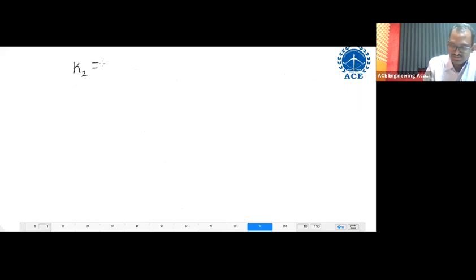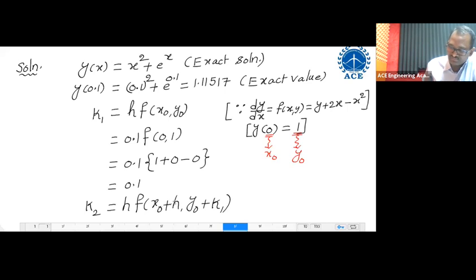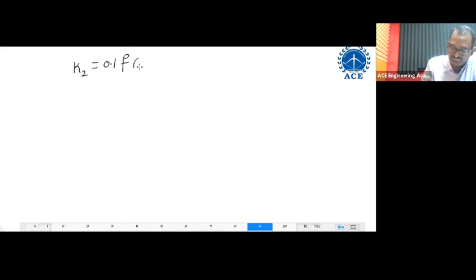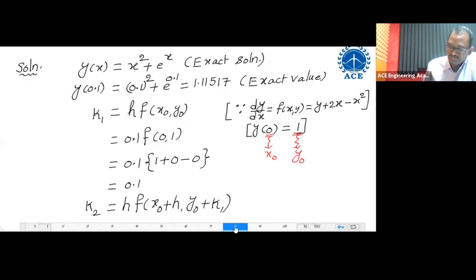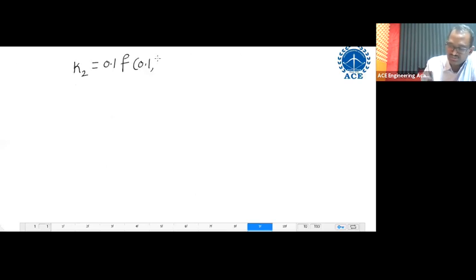So K2 is equal to h, value 0.1, f of x0 plus h, x0 value 0, h value 0.1, y0 plus k1, y0 value 1, k1 value 0.1. 1 plus 0.1, that is 1.1.